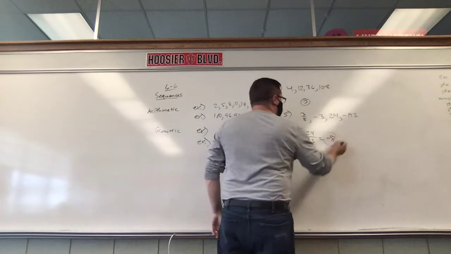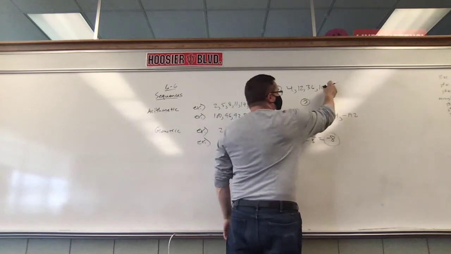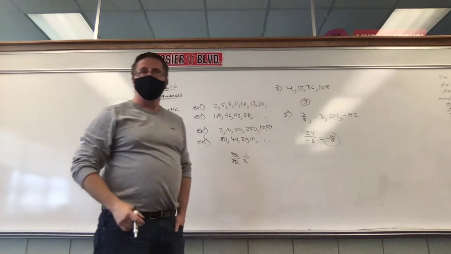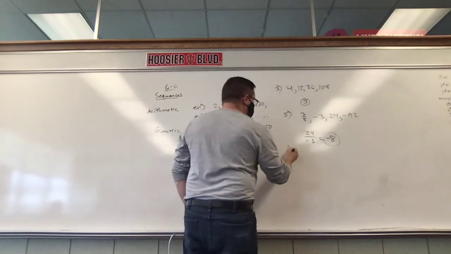What's so special about 3? To get the next number, we take 108 and times by 3. It tells you what you're timesing by.